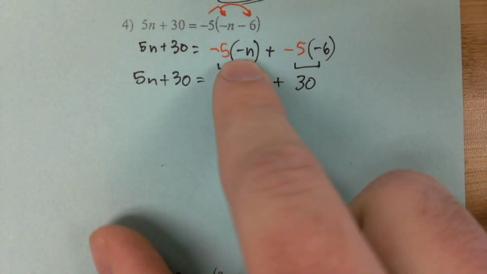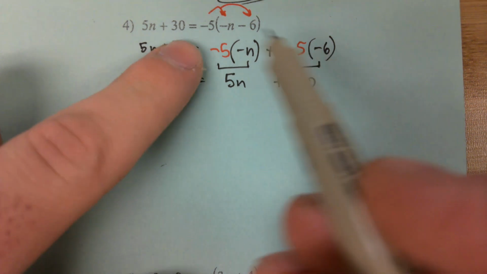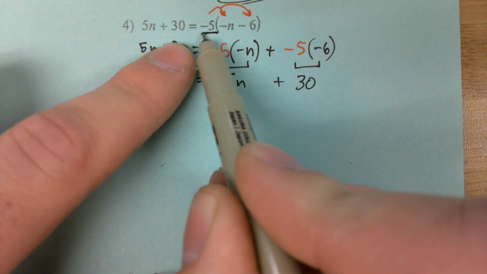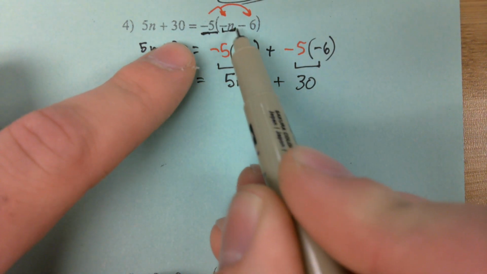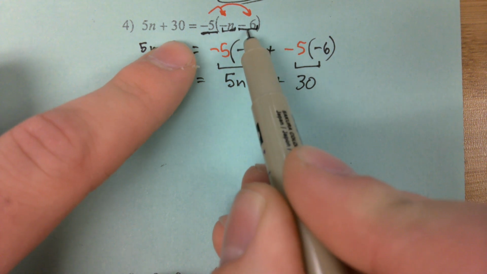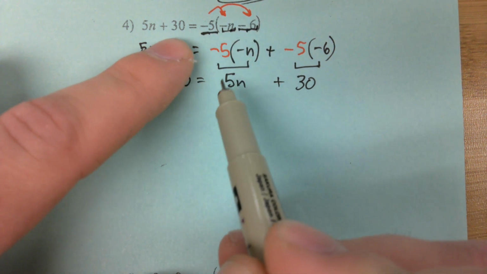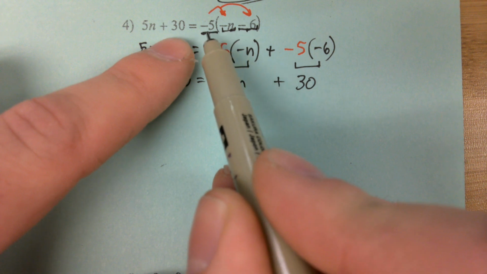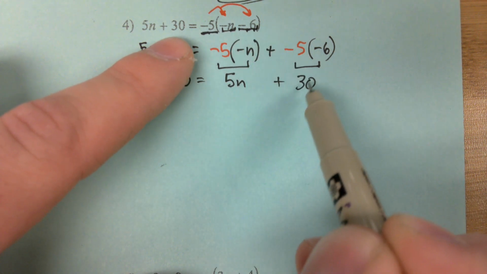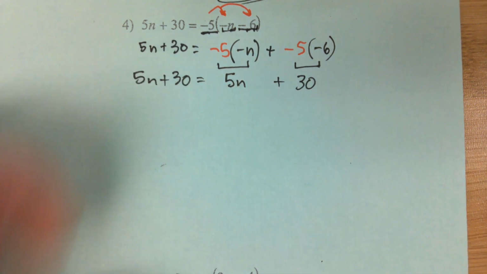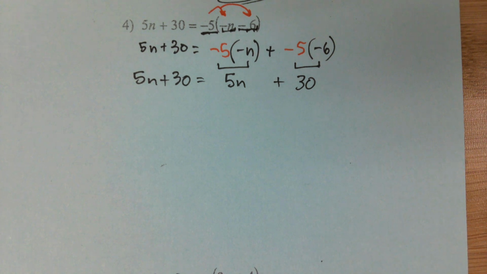If you're a little confused on the signage here, think about it like this. We've got negative 5 being multiplied by 2 negative terms, right? A negative times a negative gives us a positive, and a negative times another negative is still going to give us a positive. So everything on the right-hand side turns positive by multiplying by that negative sign.